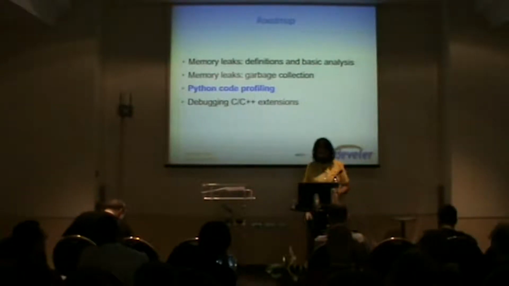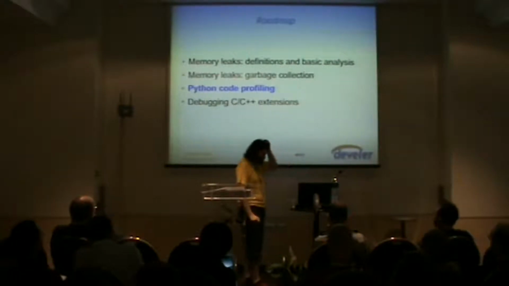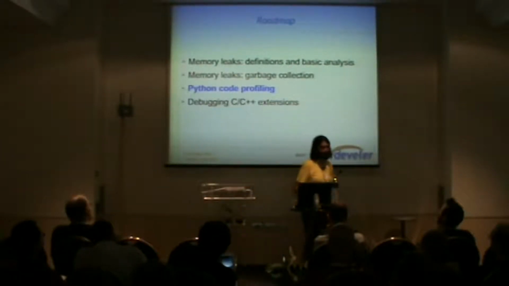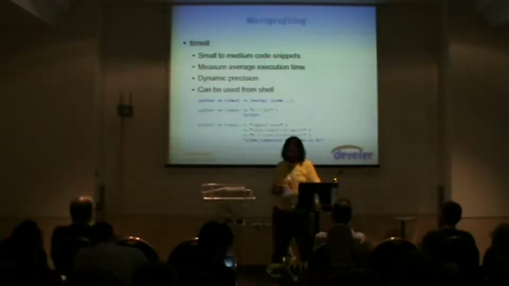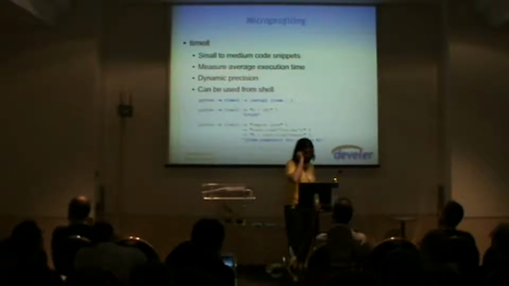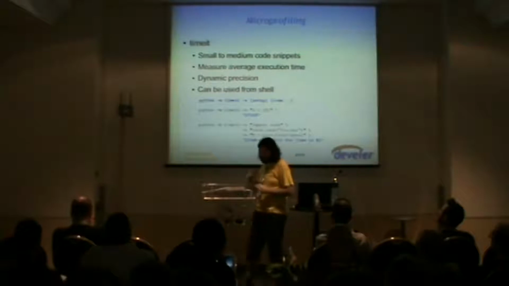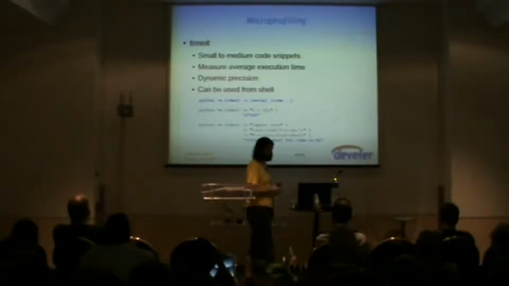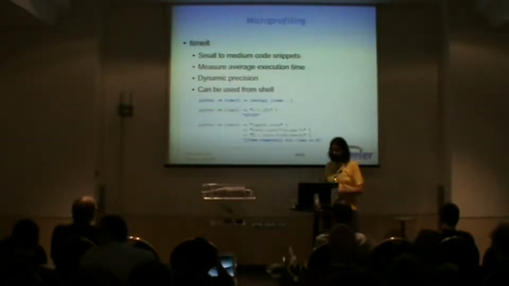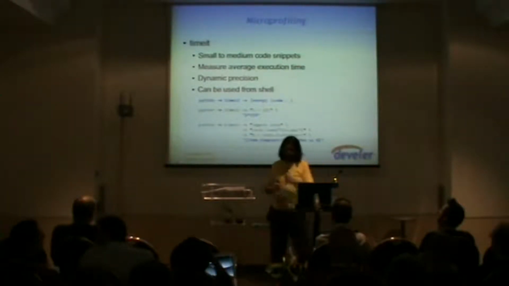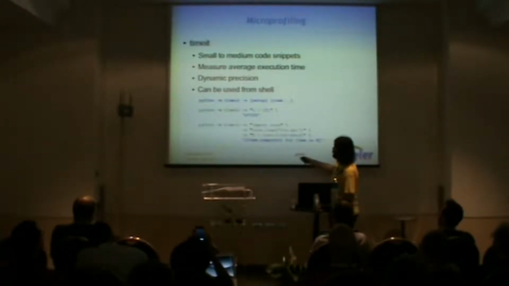Okay. Some code profiling. This is just basic stuff, but still gives you an idea of how to profile your Python code. The first and simplest way to profile your code is to use the timeit module, which is a way to just measure code speed. It's useful for small to medium code snippets, and basically measures the average execution time. You can use it from the command line.